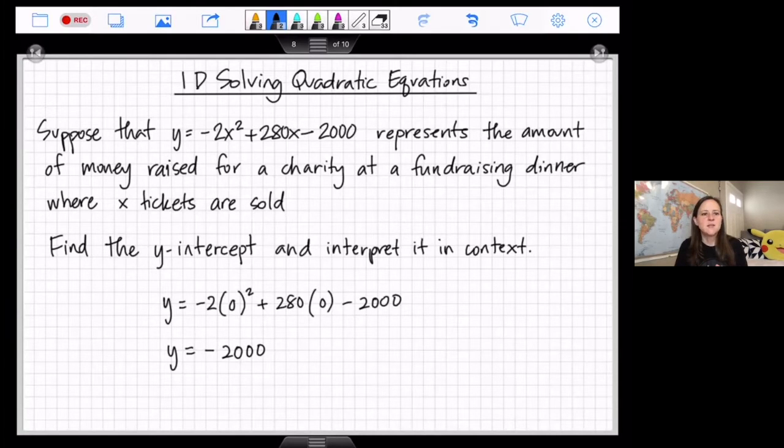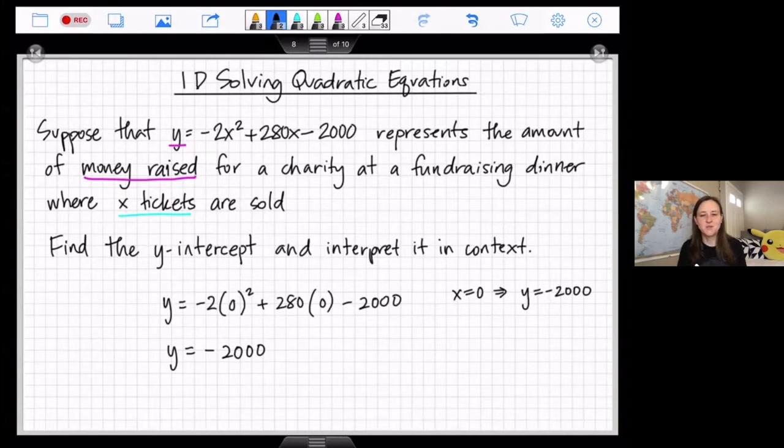All right, so it tells us this equation represents the amount of money raised for a charity. So that amount of money raised is going to be our y. That's what the equation stands for. And then they tell us that x represents tickets. So we plugged in x equals 0, and we got y equals negative 2000. Right, so x equals 0 means 0 tickets. So this y-intercept is telling us about what happens when we sell 0 tickets. So when we sell 0 tickets, our y, our money raised, is negative $2,000.